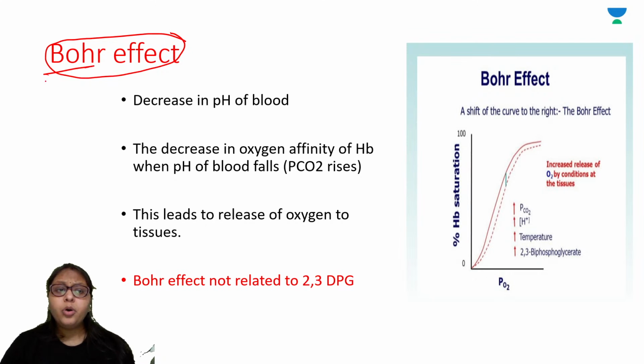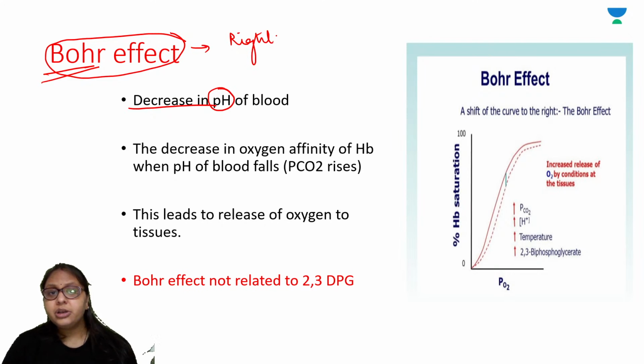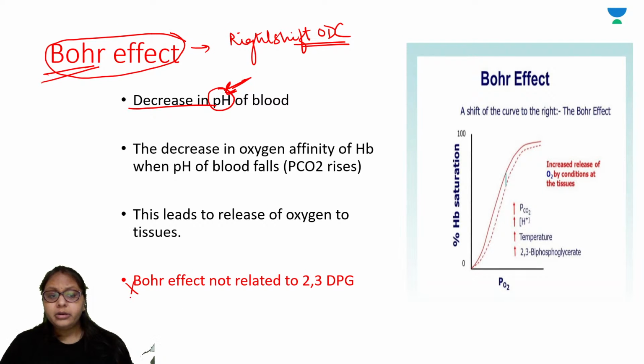Remember, the Bohr effect is seen because of the decrease in the pH of the blood. So there is a right shift of the ODC. But why is it? Because of the decrease in the pH of the blood. It is not related to 2,3-DPG. Please remember this. The Bohr effect is seen because of the decrease in the pH of the blood.